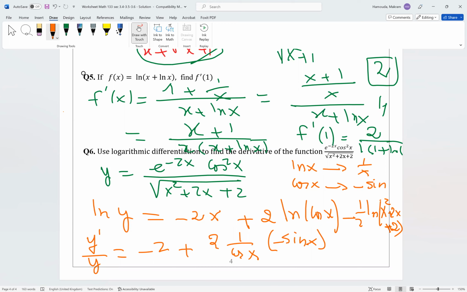Okay, so the last one is minus half over x squared plus 2x plus 2. And the numerator is the derivative of this function. So it's 2x plus 2. So the 2 will be simplified later.